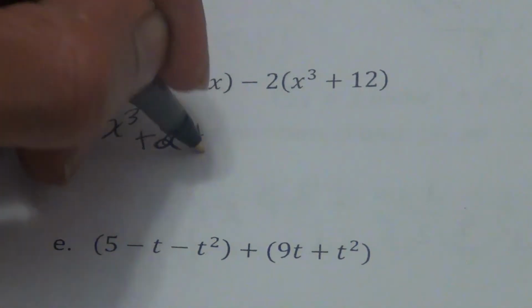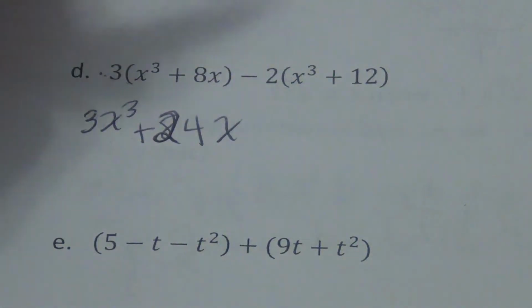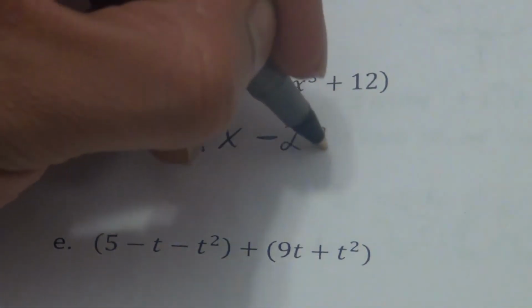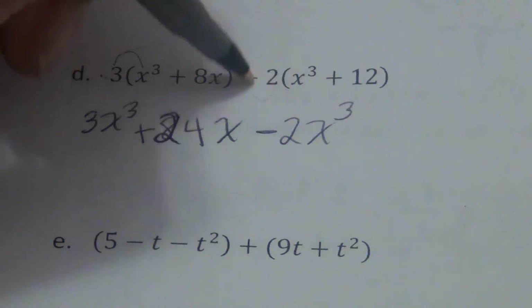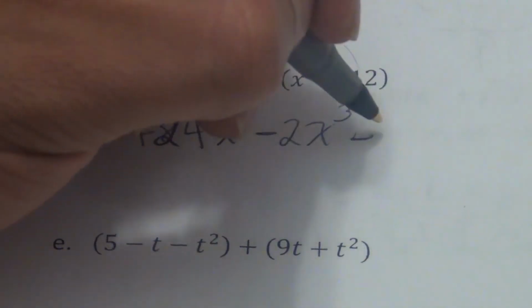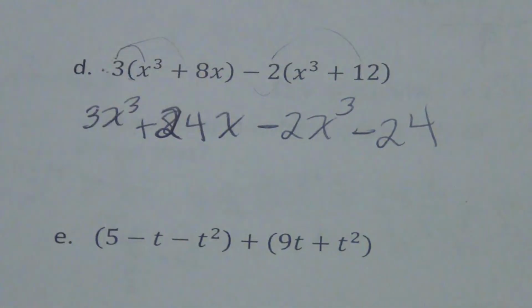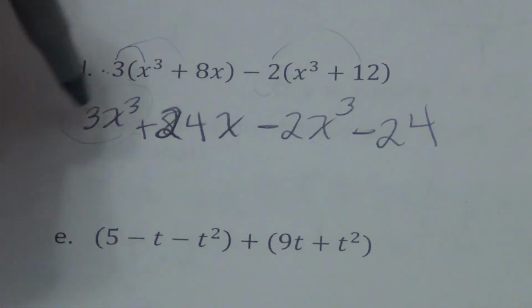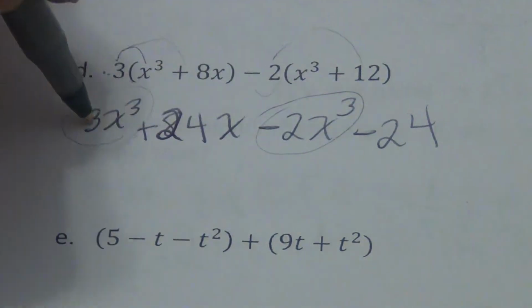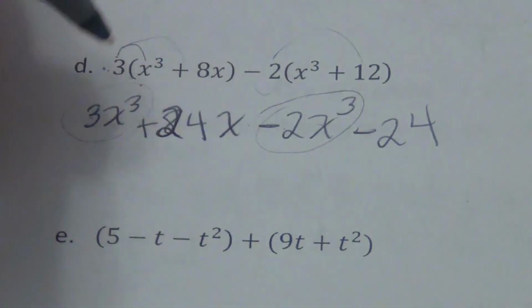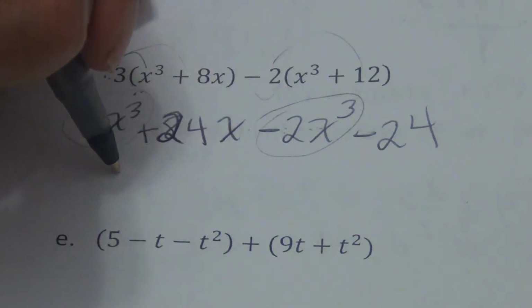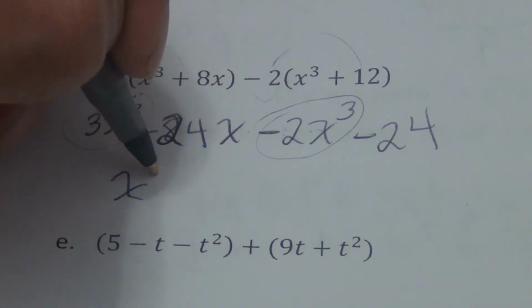Oh my God, that's making me say the same mistake. So I multiply by everything? Yes. Now, negative 2 times x to the third is minus 2x to the third. Negative 2 times 12 is negative 24. Now we're talking. Now let's add the like terms. Where are the like terms? Here and here. What is 3x to the third minus 2x to the third? That's 1x to the third.